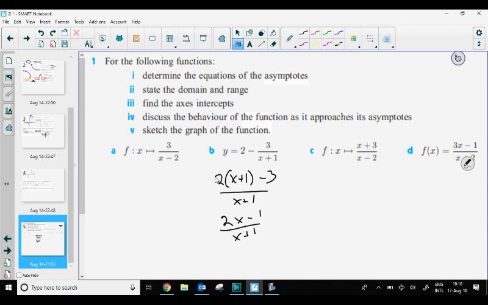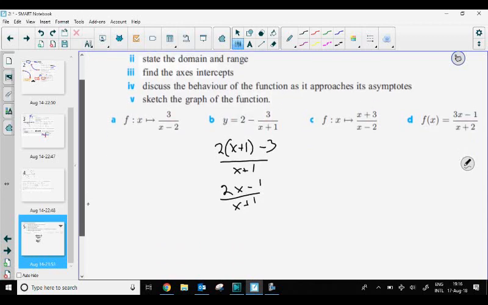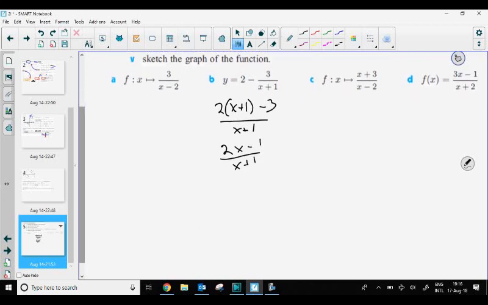So now if I want to graph this, I need to think, okay, what are my asymptotes? And what are my axis intercepts? Well, my vertical asymptote is going to be x equals negative 1. My horizontal asymptote, just like the previous example, is going to be 2 divided by 1, which is 2. My y-intercept, if x is equal to 0, is y equals negative 1, again. And my x-intercept is, in this case, when 2x minus 1 is equal to 0, x equals positive 1/2.